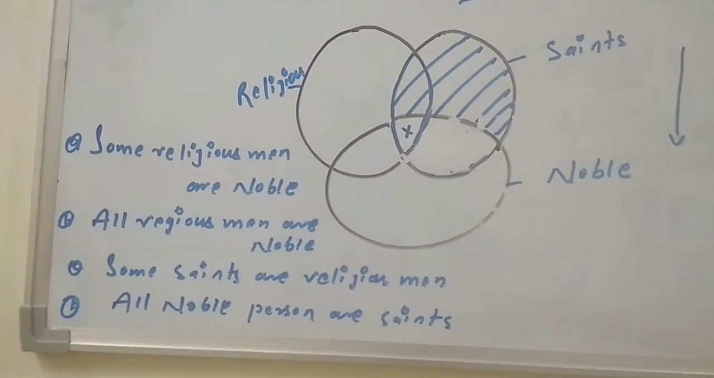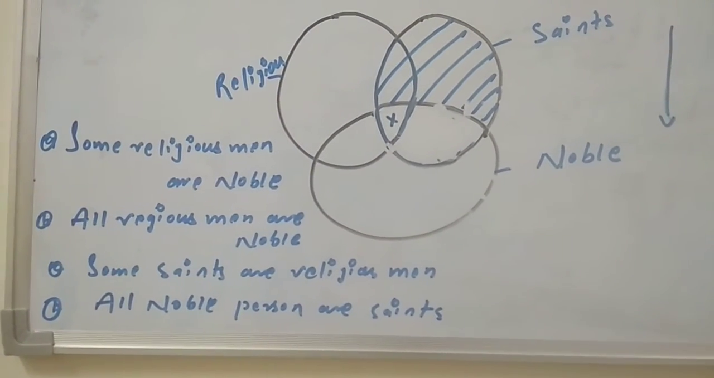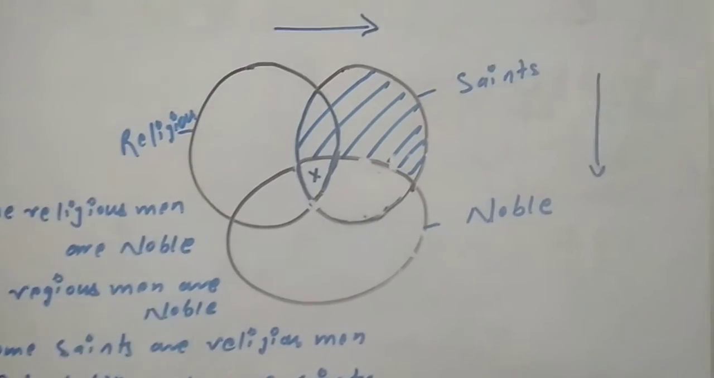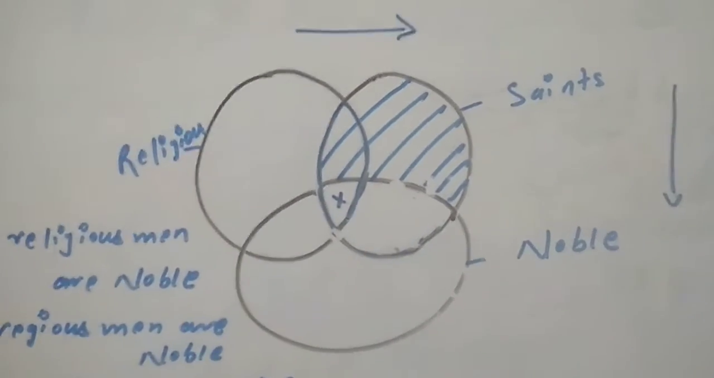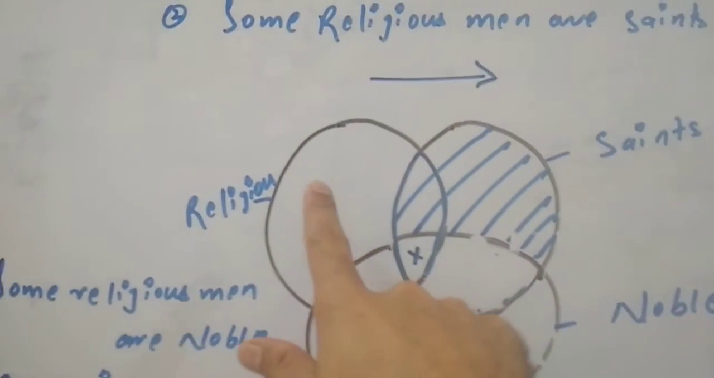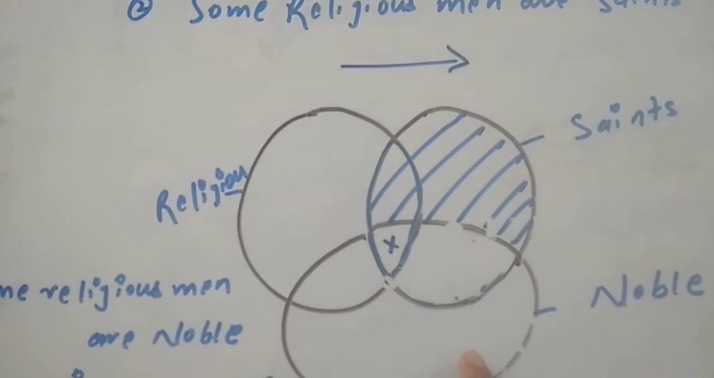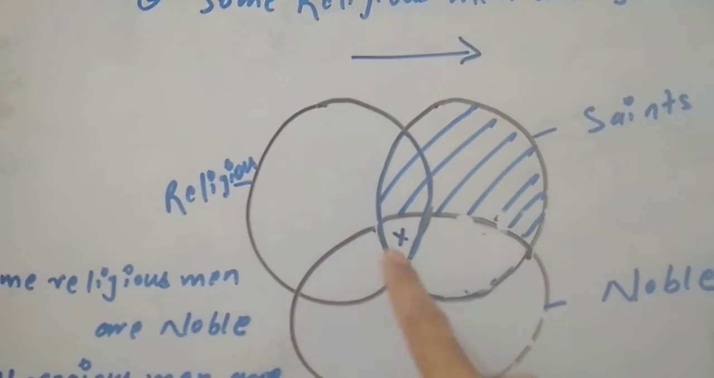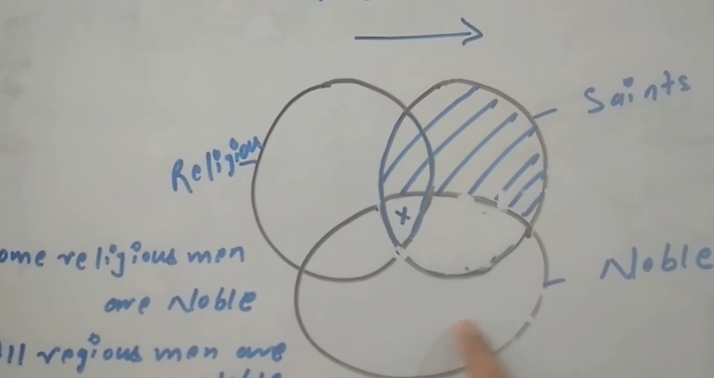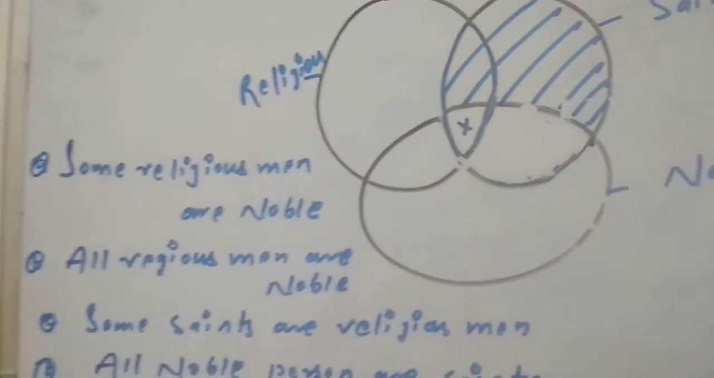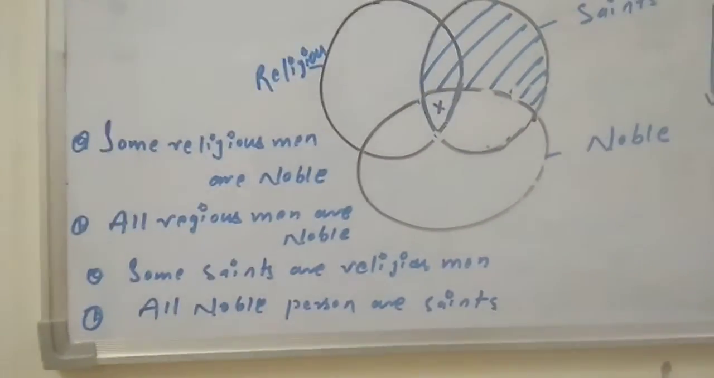Second one is all religious men are noble. This can never happen because the religious men are different and the noble men are different. So all religious men cannot be noble. Straightforward, it is incorrect. We cannot take it further. Now go with the third one.